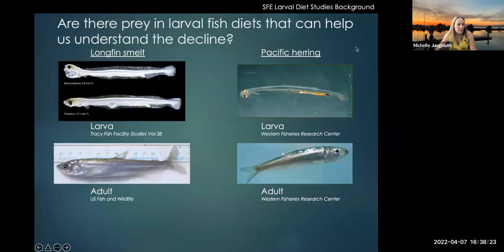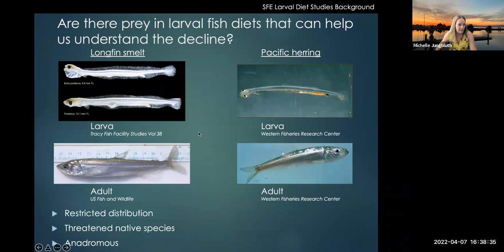So that inspired my study looking at whether there are prey and larval fish diets that can help us understand the decline in fish species. And I chose to look at longfin smelt, a native threatened species in our estuary with a restricted distribution from the San Francisco estuary to Alaska. It is anadromous. It comes into the estuary to spawn, and then as juveniles, they go back out to sea every year, at least most of the population.